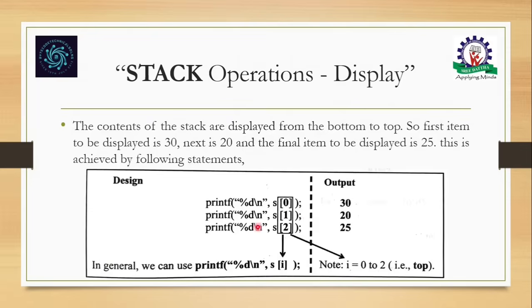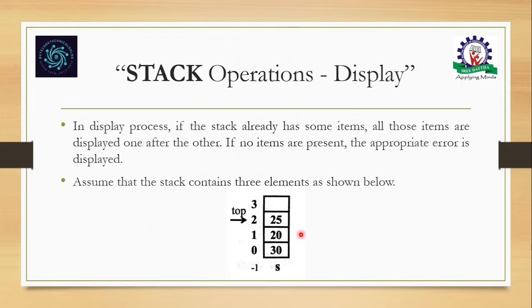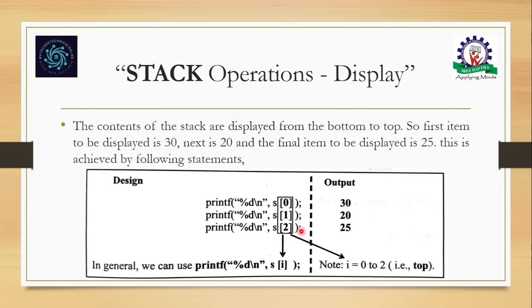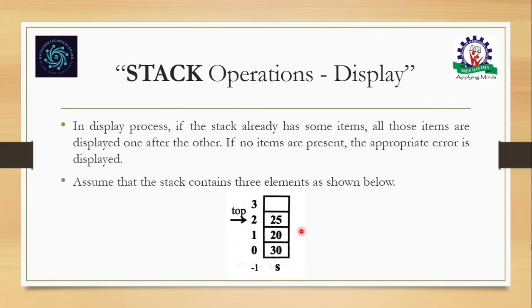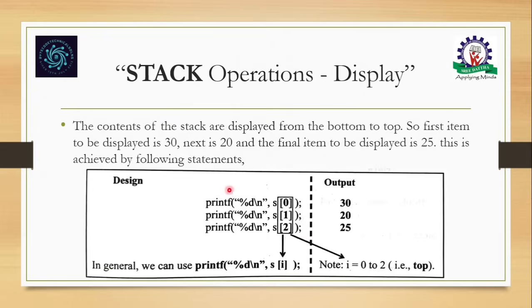Next I am going to use S of 1. S of 1 is 20, so 20 will be displayed. Next we display S of 2. S of 2 is 25. So this printf statement is repeated many times, and this is the way of writing the worst programming. We should not repeat statements which do the same functionality. Instead, we have different looping statements that repeat the same thing as many times as you wish.